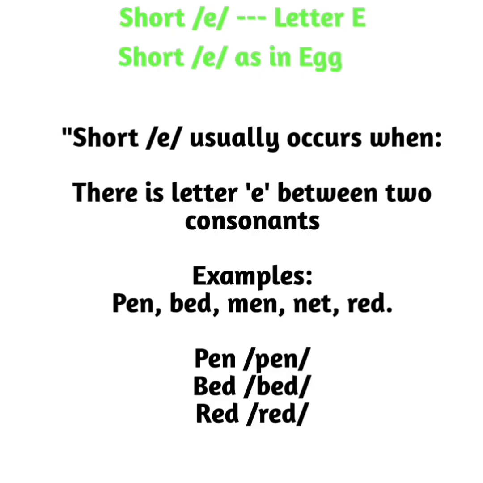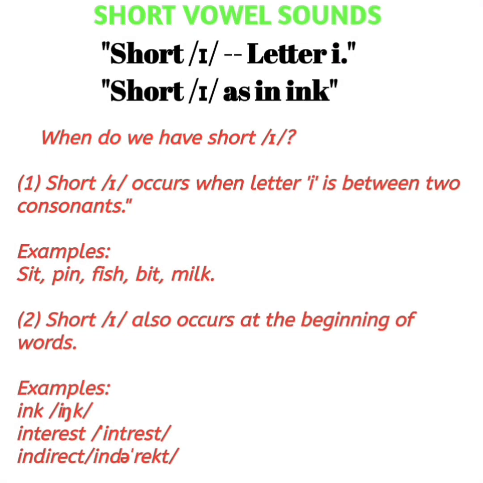So now letter I, as we have it in ink. So we have short I this time around, as we have it in sit, pit, fish, bit, milk. Have you seen that all these I's that I pronounce are in between two consonant letters? They are the short form of I. And whenever we have letter I at the beginning of a word, it is usually short also. Ink, interest, indirect.